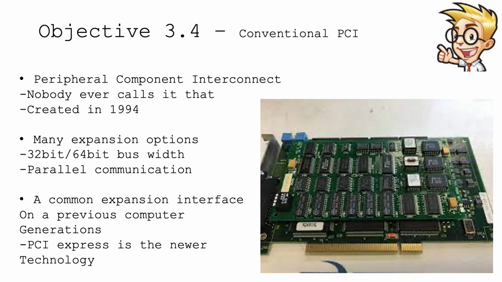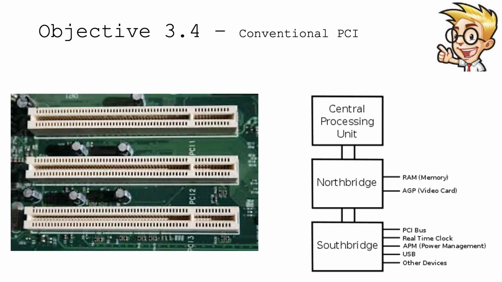PCI expansion cards not only support different widths, but also different voltages. Some will support 3.3 volt capabilities, and others will support 5 volt capabilities. On newer computers, you probably won't find a PCI bus. Instead, you'll find the newer PCI Express bus. You'll sometimes see it written as PCIe with the lowercase e. This effectively replaces PCI and changes the way we communicate across the bus.